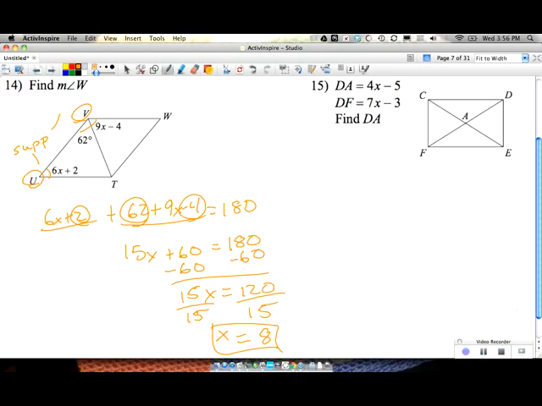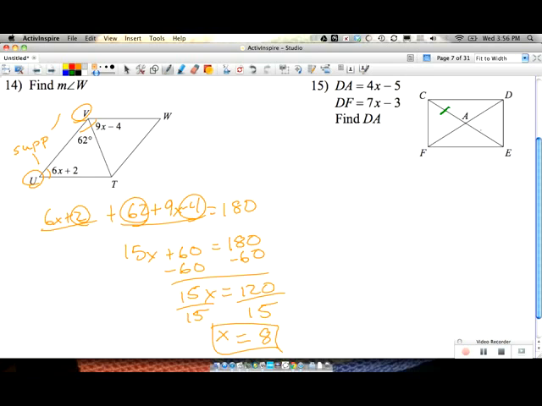So this says DA equals this, DF equals this, find DA. It's asking us to find pieces of a parallelogram. Now this looks like a rectangle, but any parallelogram, we know that the diagonals split each other in half. So that means that this CA is also equal to this AE. It also means that FA is equal to AD. So let's go see what we have.